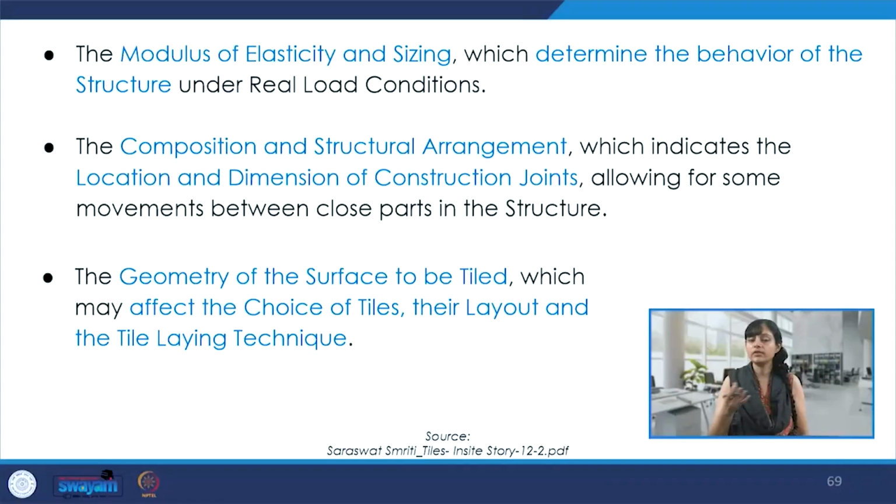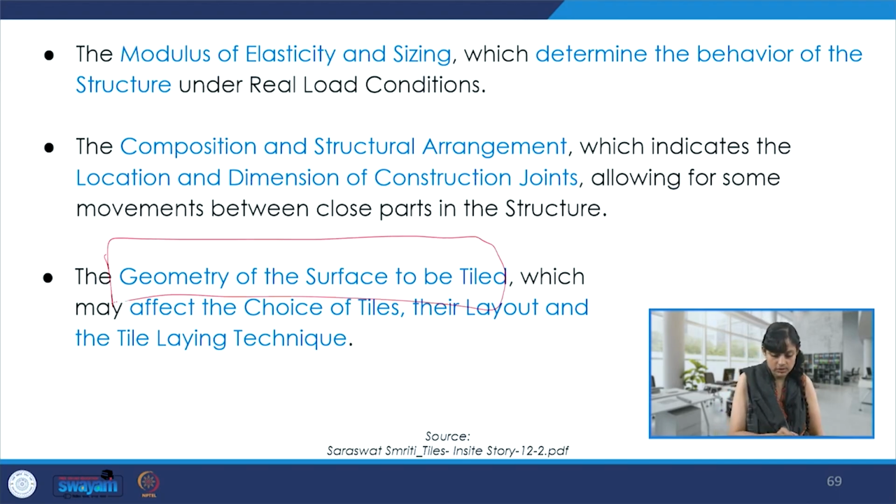Then there is the modulus of elasticity and sizing, again some technical aspects. It is very important to understand these because they determine the behavior of the structure under real load conditions. Then the composition and structural arrangement also, which indicates the location and dimension of construction joints. We need to understand those because they allow for some movement between close parts in the structure. The overall geometry of the surface to be tiled may affect the choice of tiles, the layout, what is the pattern or the design that we want to achieve, and what is the tile laying technique. So the geometry again is very, very important.